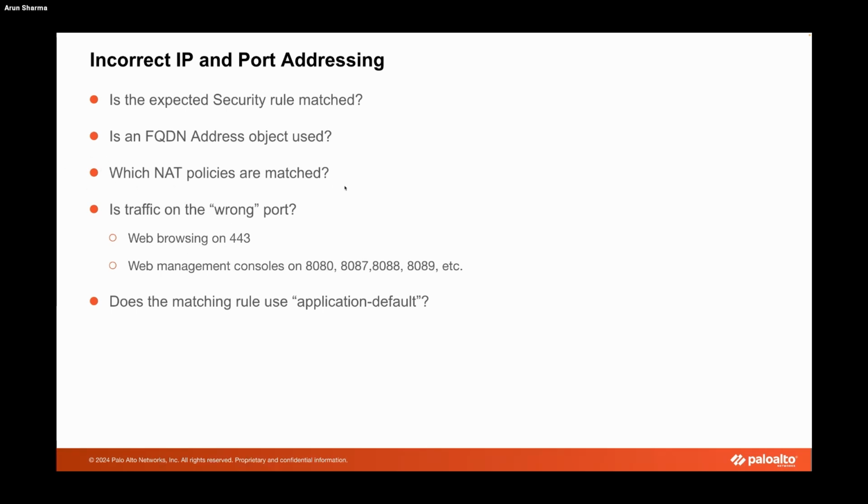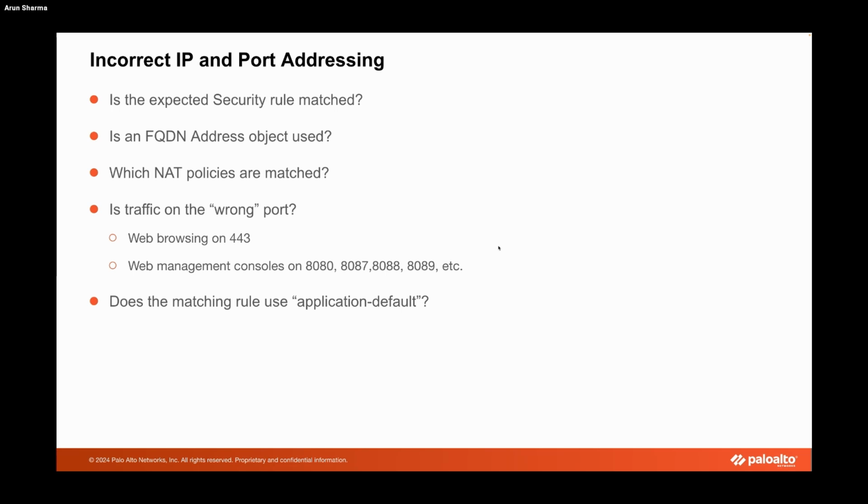Are we hitting the correct NAT policy associated with that security rule? Is the traffic going on the wrong port? For web browsing, we have 443. It could be 80. And for management consoles, it could be 8080. So there is no standard for it, but we can customize the ports, like 8080, 8087, etc. And does the matching rule also have application default enabled, which, once you call it in a security policy, is going to use the default ports for the application detection?